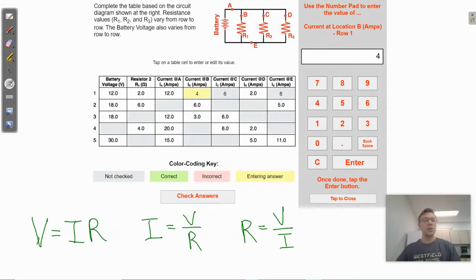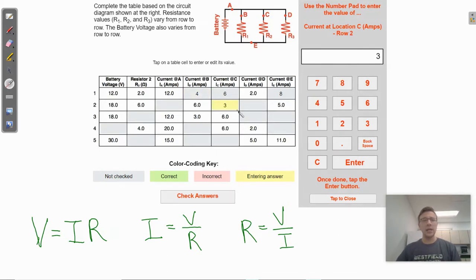All right. So let's move on to our next one here. This time it's given us, again, battery voltage and resistor 2. So we can go ahead and solve for the current in branch C. That's going to be the voltage dropped across that resistor, which in this case is going to be 18, divided by the resistance of 6. That's going to give us 3 amps of current in branch C.